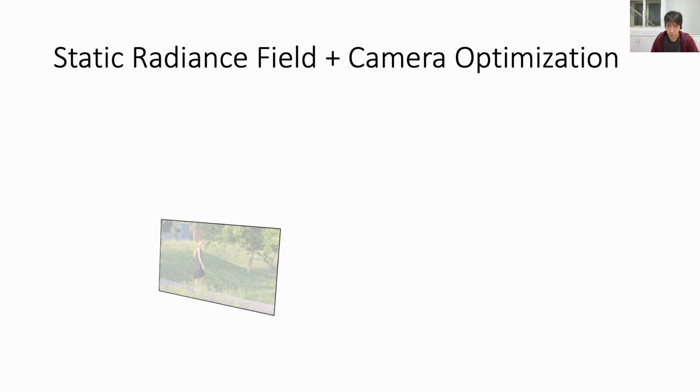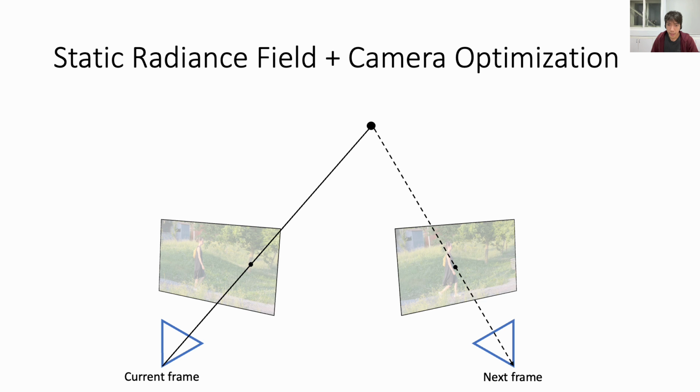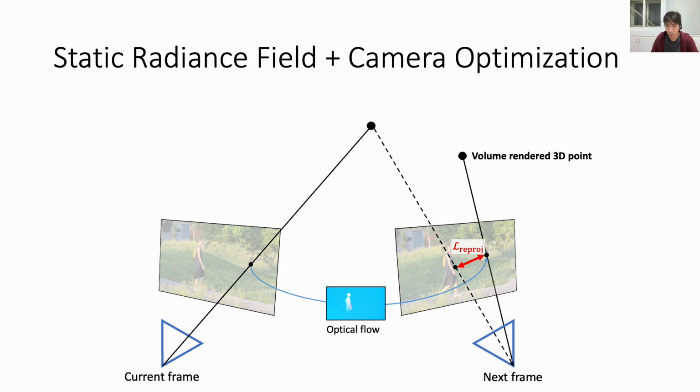For the loss calculations, we first take an input frame. We sample a pixel, then shoot a ray, and volume render the 3D point of this pixel. Next, we project this 3D point onto the next frame according to the estimated camera pose. We can also get a pixel correspondence from the pre-trained optical flow network. Then these two pixels should be at the same location, therefore we apply a loss to minimize the reprojection error. Next, we can also volume render the corresponding pixel into a 3D point and minimize the depth difference between these two 3D points as they should be the same.